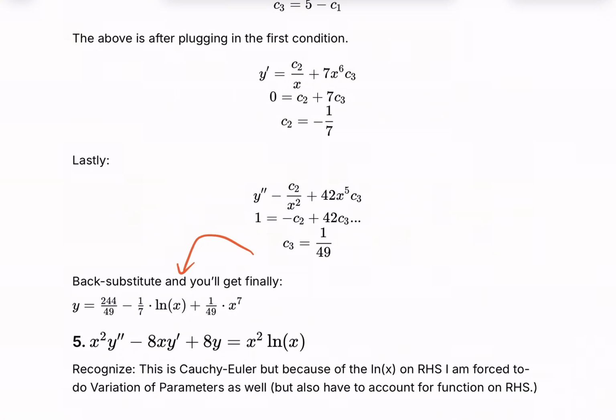Now let's do question 6. Okay. Long day, guys, long day.